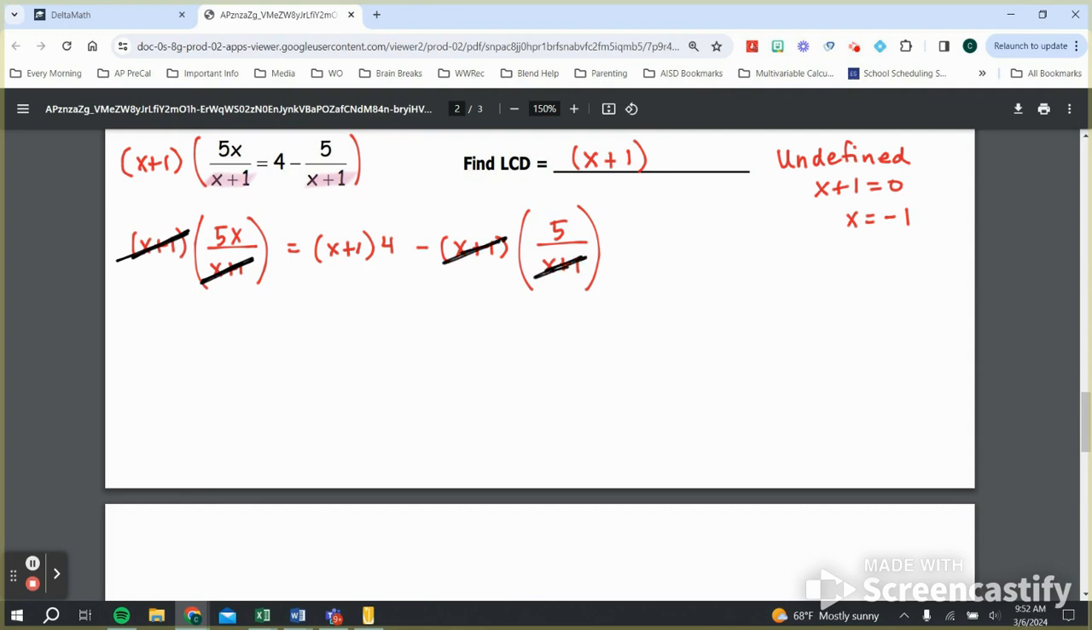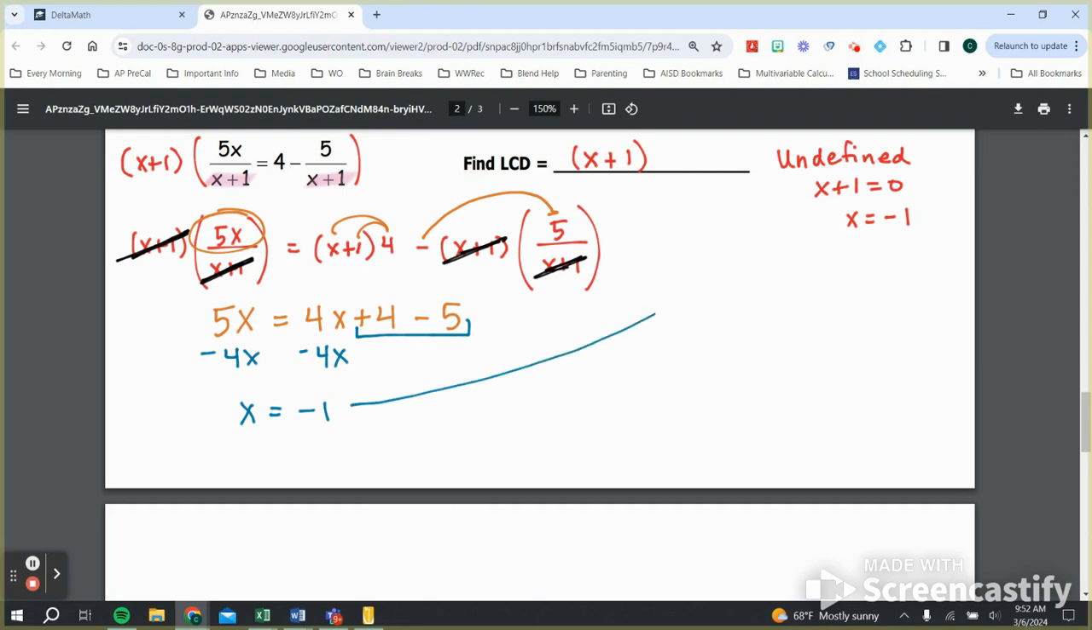So what I'm left with is the 5x here equal to, we're going to distribute that 4, so we're left with 4x plus 4. And here, I'm just going to distribute the negative, minus 5. So now we're going to solve for x. I'm going to subtract this 4x to this side and combine like terms here. So we're left with x equals negative 1.